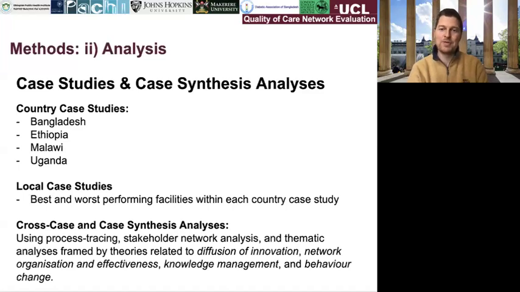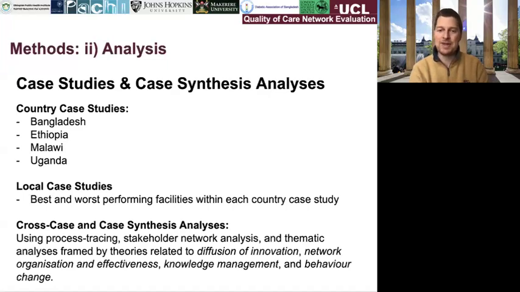As I mentioned, we also observed best and worst performing hospitals within each of our case study countries as local case studies. And we compared across and synthesized information from cases using a variety of analytical methods, which I mentioned on the previous slide, and also a variety of relevant theories, including those related to diffusion of innovation, network organization and effectiveness, knowledge management, and behavior change.